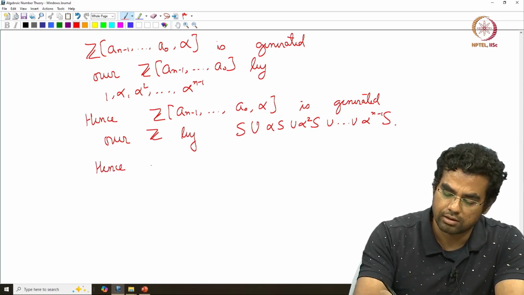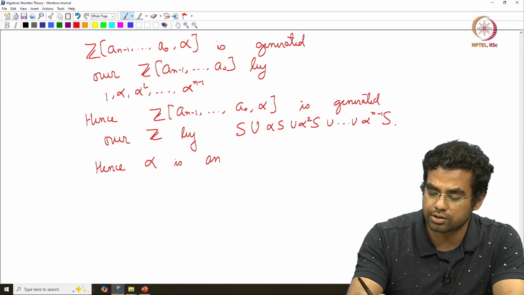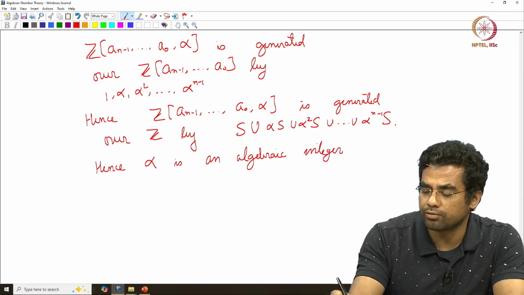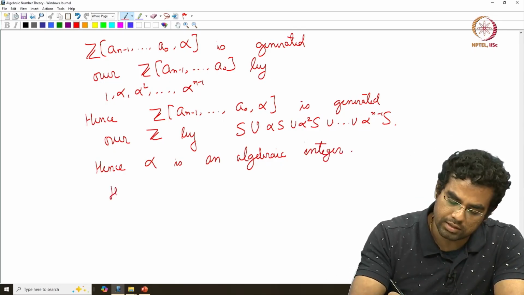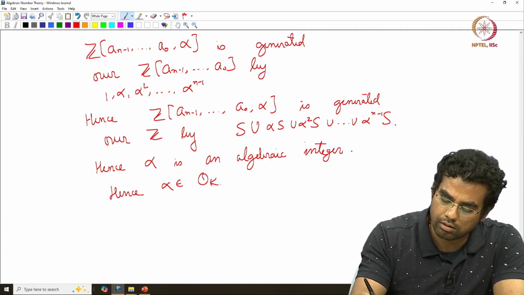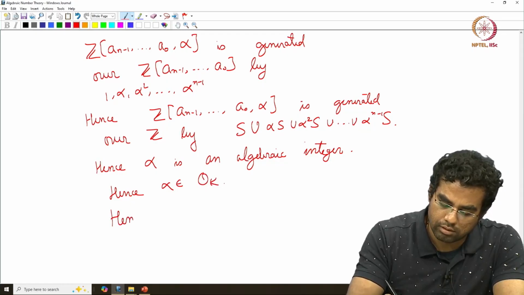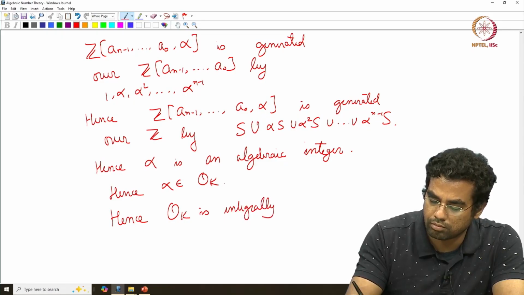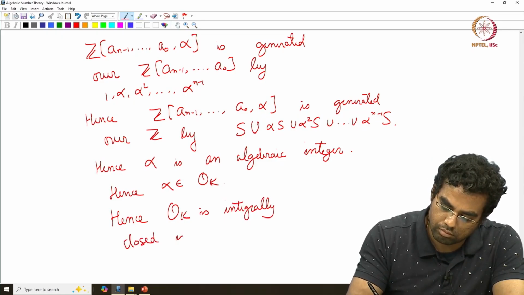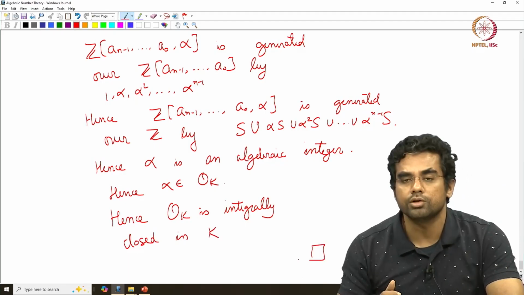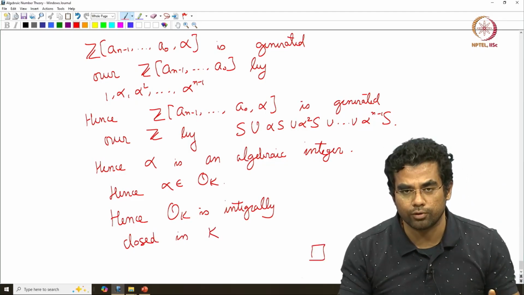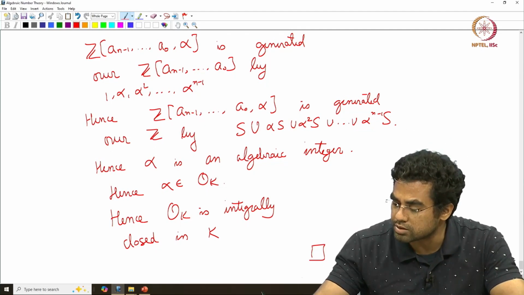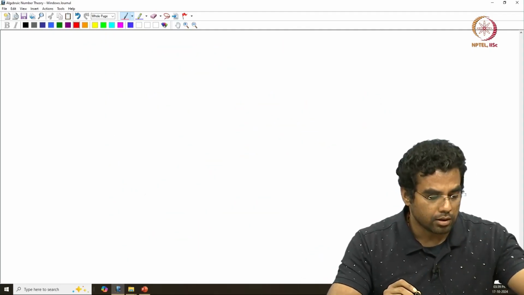So hence alpha is an algebraic integer, but O_K was the set of all algebraic integers in K. So hence alpha is in O_K, which means that O_K is integrally closed. That is a nice thing, because by taking the integral closure of O_K in K, we do not get any new elements. So O_K really is the analog of integers in K.